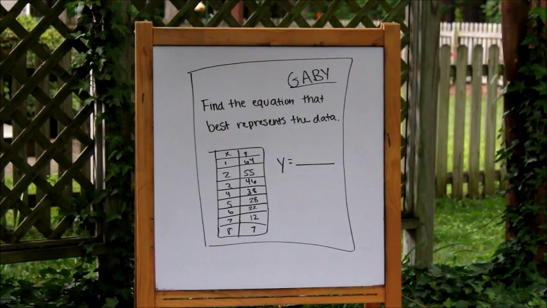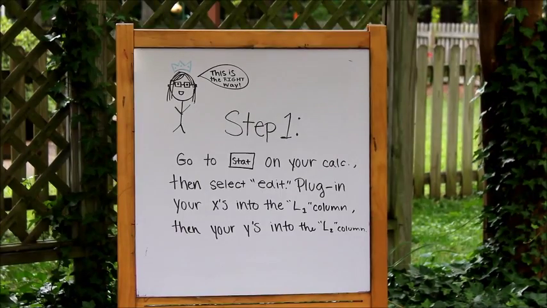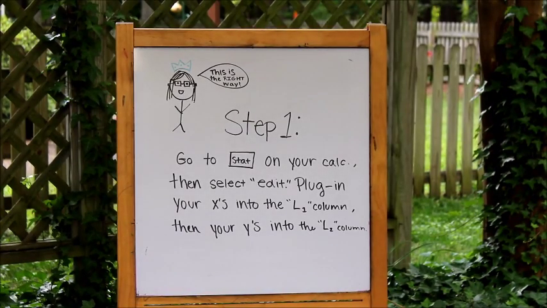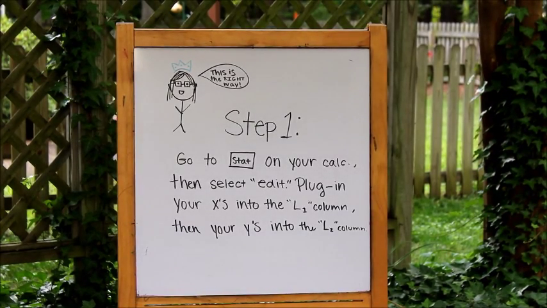The x values are 1, 2, 3, 4, 5, 6, 7, and 8. And the y values are 64, 55, 46, 38, 28, 22, 12, and 7. The Math Queen then told Gabby the correct way to solve the equation.